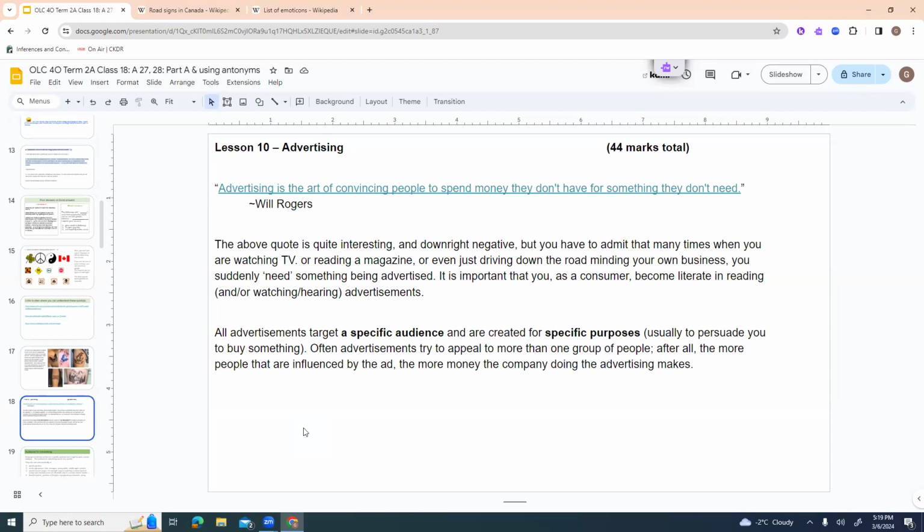All advertisements target a specific audience, and they are created for specific purposes. Usually, they're trying to persuade you to buy something. Often advertisements will try to appeal to more than one group of people. After all, the more people that are influenced by the ad, the more money the company doing the advertising makes. Having said that, there are certain groups of people that are known for having a lot of money or known for spending a lot of money. So the younger group from like 18 to 25, who often may be working but don't necessarily have a family or a house or kids, are often targeted by advertisers because they have a lot of money to spend, right?